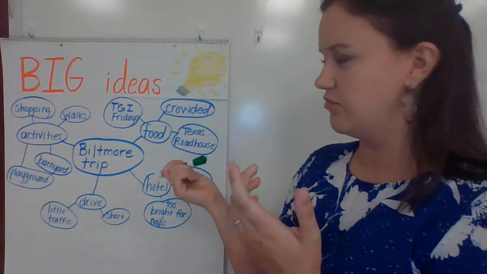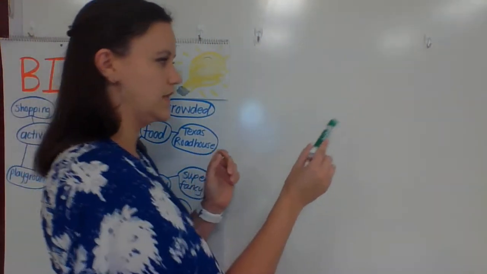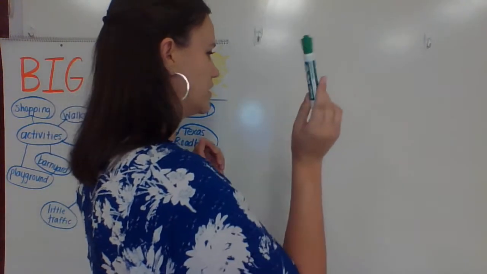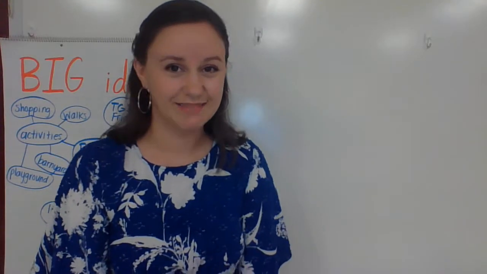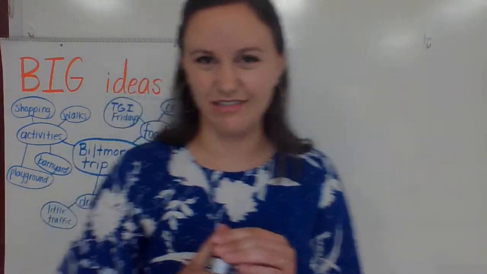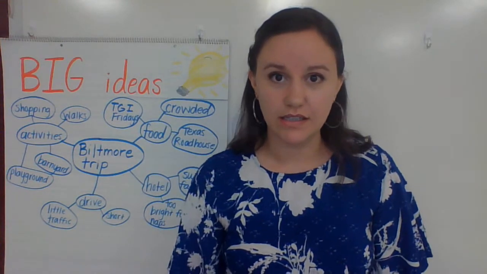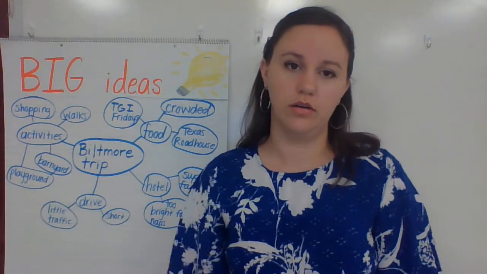Now, if I'm just writing what's on my web, then over here I can just write activities, barnyard, playground, walks, and shopping. All done, right? No, that's not what good writers do. We need to have sentences. So what makes a complete sentence? Can I just say activities, barnyard?